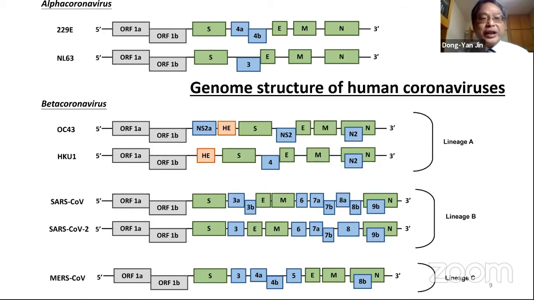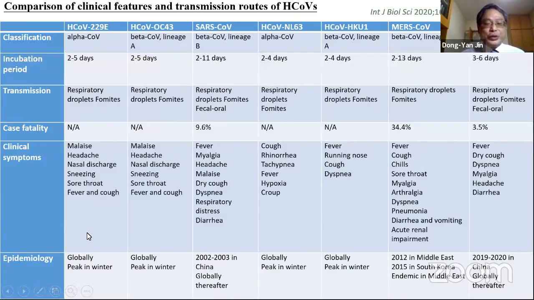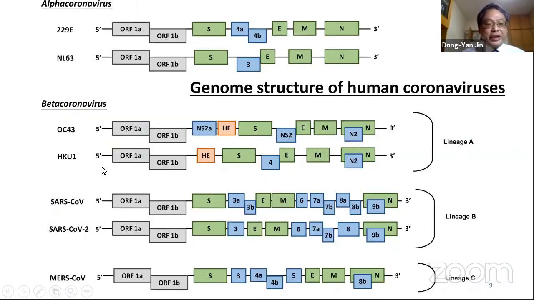And this one compares the genomic structure of the seven human coronaviruses. SARS and SARS coronavirus 2, OC43, HKU1, and MERS belong to the beta coronaviruses, or group B. And the alpha coronaviruses, or group A, include 229E and also NL63.